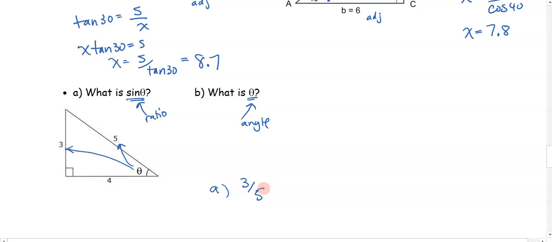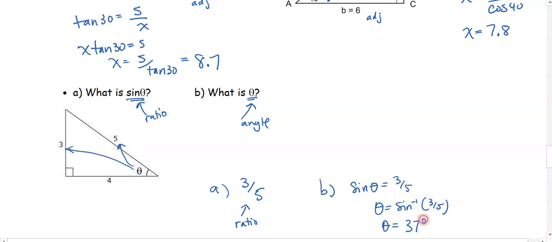Stop. You could change that to a decimal by going 3 divided by 5, or you can just leave it as a fraction. This is a ratio, a comparison of two sides. B asks me for theta. Well, now you have to use the ratio to find the angle. I know the ratio is 3 over 5, so to find an angle, you do the inverse of the ratio. So I'm going to go shift sine bracket 3 divided by 5. I get an angle to be 37 degrees approximately.